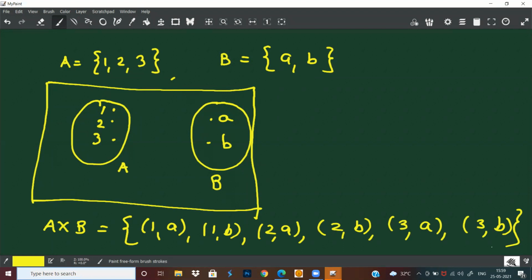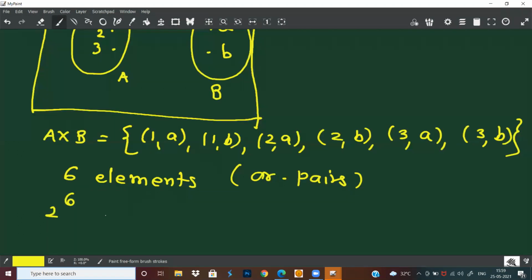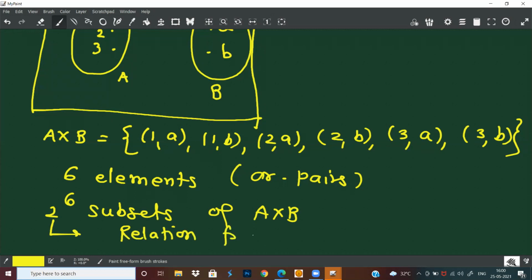Yes. Okay. Now, how many elements will it have? 1, 2, 3, 4, 5, 6. So there are 6 elements in the form of ordered pairs. So obviously, I will have 2 raised to 6 subsets of A cross B. Each subset is called a relation from A to B. Do you all remember this? It is a relation from A to B.